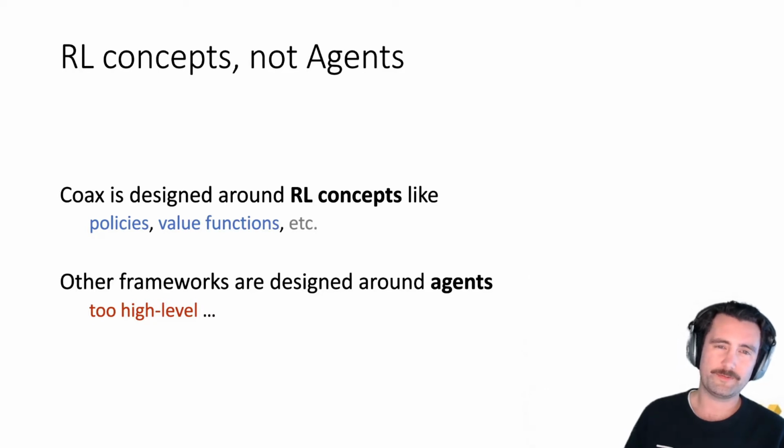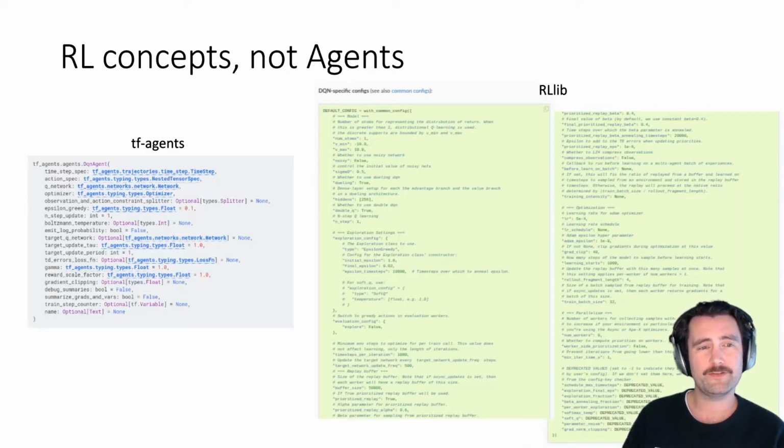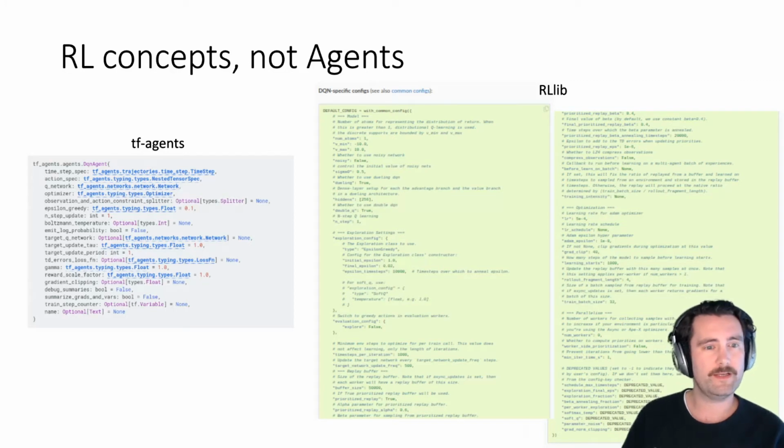So coax is built around concepts like value functions and policies, but not around agents. So it has a notion of an agent, but other packages are centered around agents, which I think just doesn't quite work because it's too high level. Just to illustrate this point, on the left here, you see the implementation of a DQN agent as done in TF Agents. You just see a whole bunch of arguments and flags that you need to set, but it's not very clear from the context of the code what those flags do. So you have to basically go back to the paper and try to figure out what is going on. And the goal of coax is to not really have to read back, so that you can actually read the code and understand what it does.